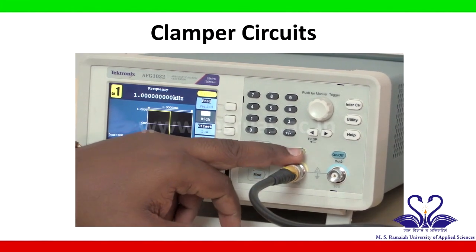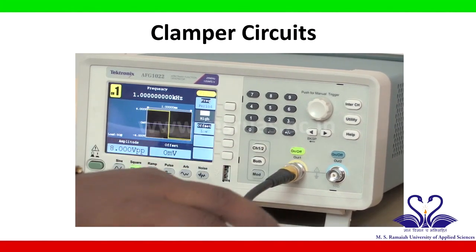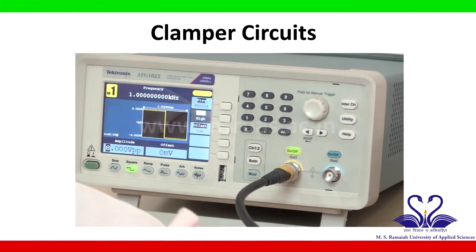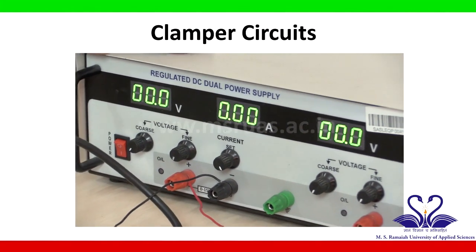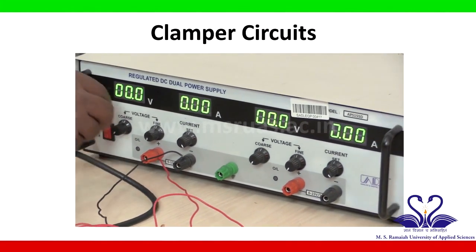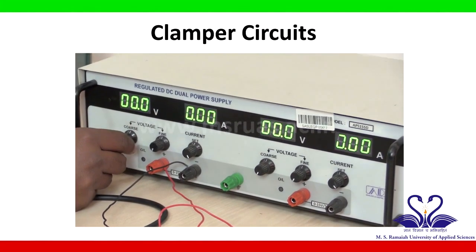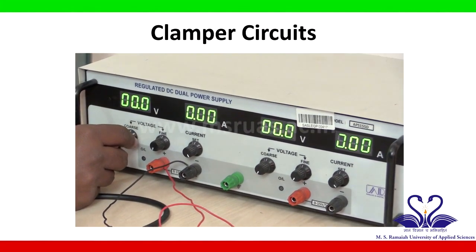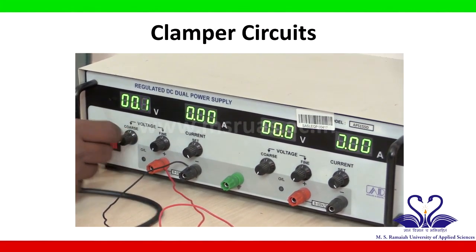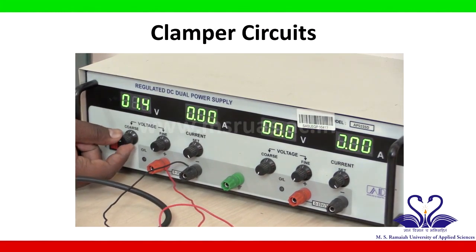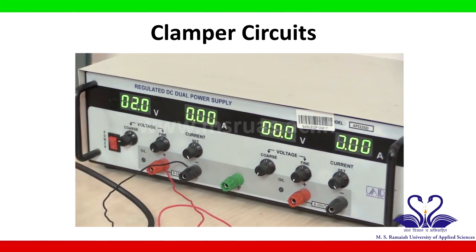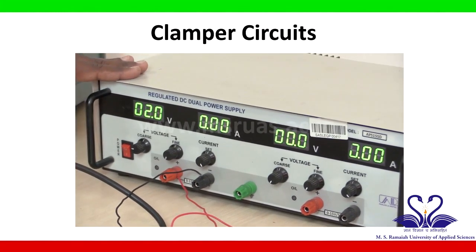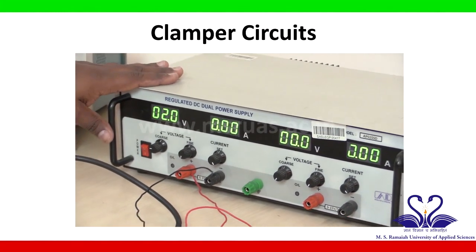I will turn on this signal so that it can go to the circuit, and this is the DC dual power supply. I need a DC voltage value of 2 volt. So I will set this as 2 volt by using the voltage knob. I will vary this voltage and set it to 2 volts. Now the input is ready, and in the power supply I made a 2 volt reference voltage.